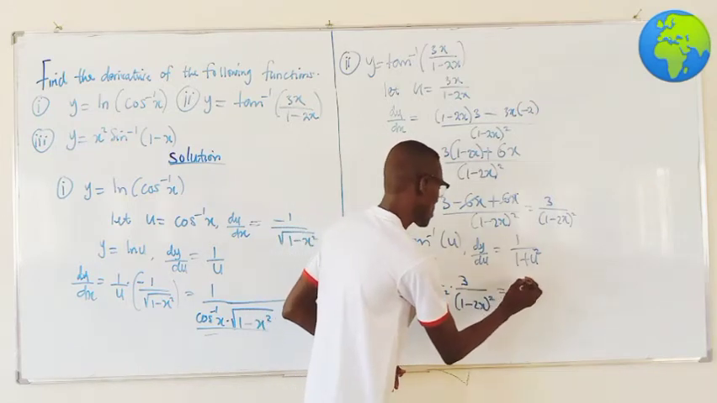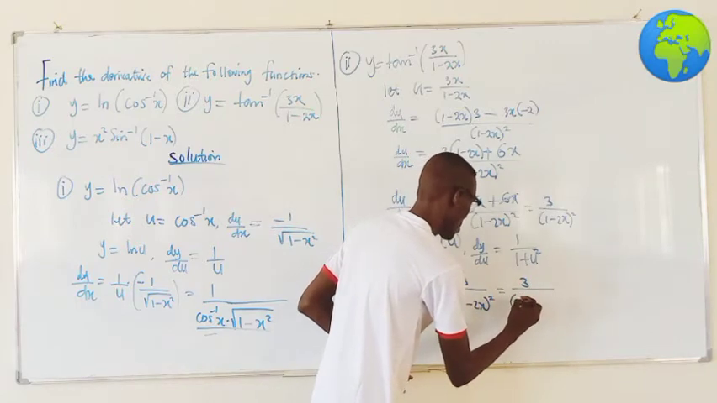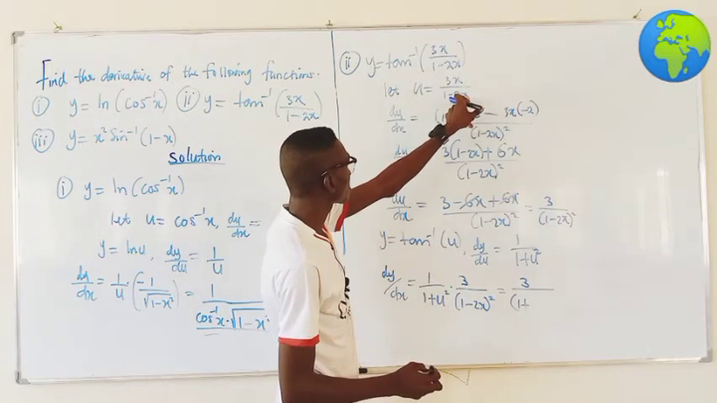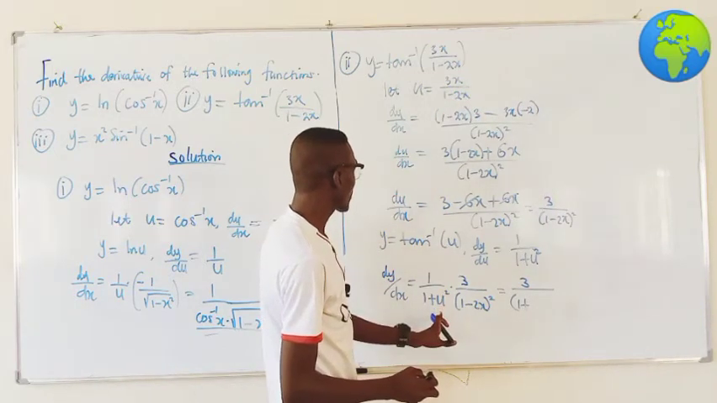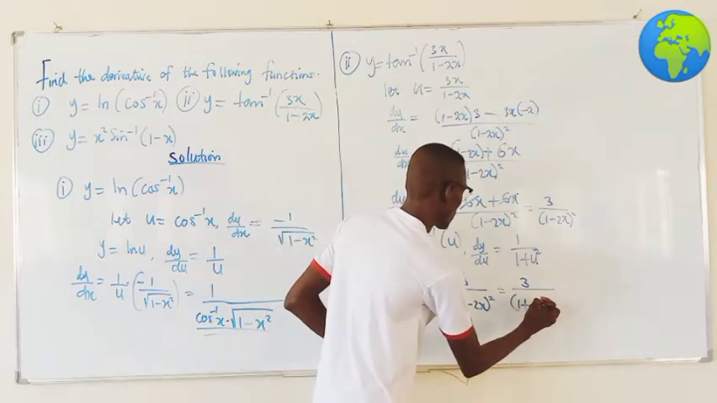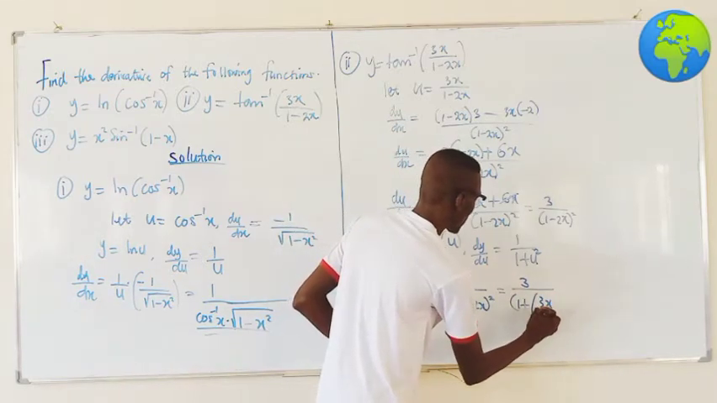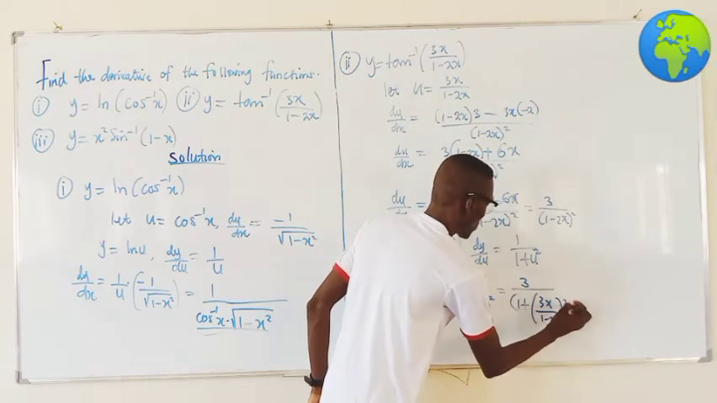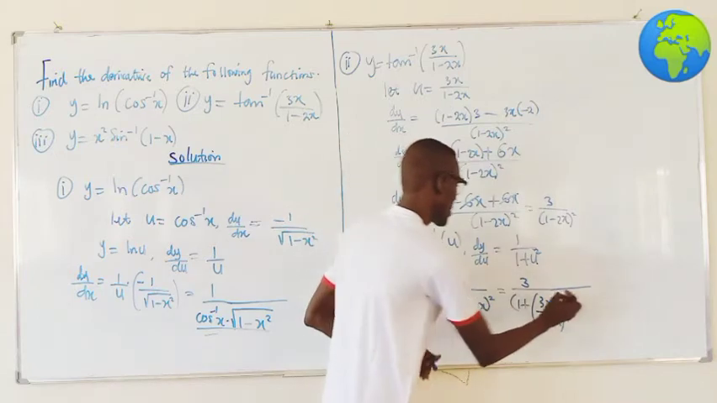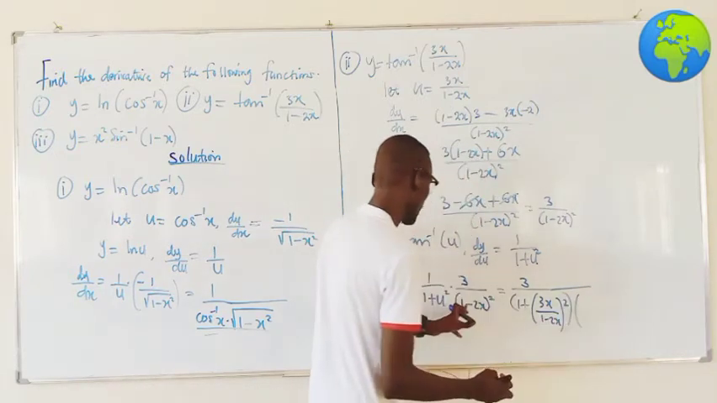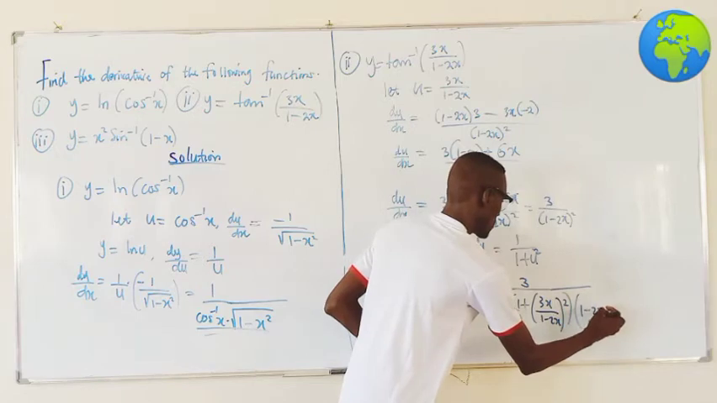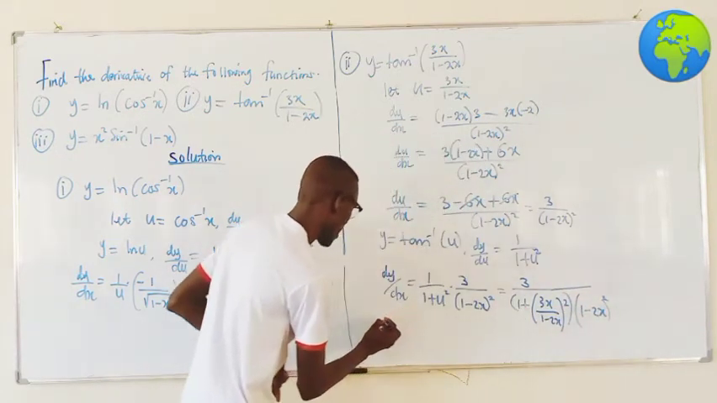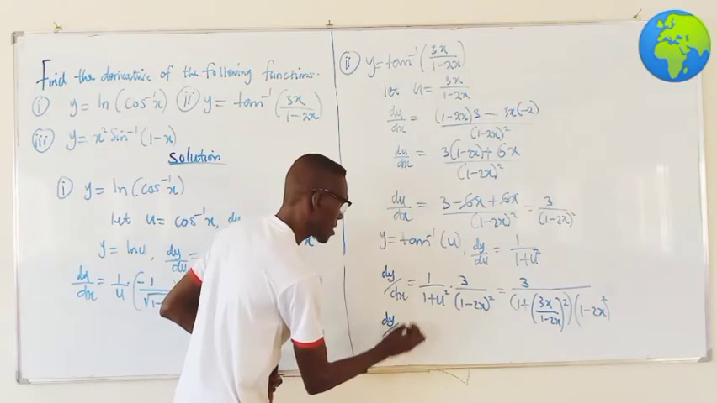So this is going to be 3 over open bracket 1 plus u. We said u was 3x over 1 minus 2x, so we replace it here. So I'm going to have open bracket 3x over 1 minus 2x all squared, that's for this part, close bracket, open bracket, 1 minus 2x all squared as well. So we are going to have dy dx.